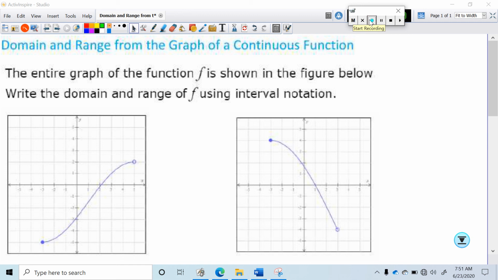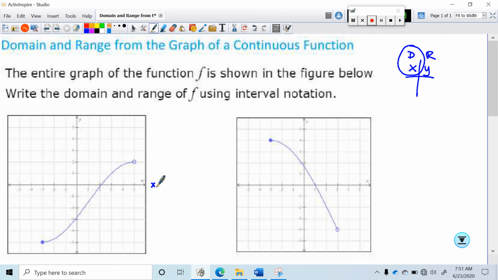The entire graph of the function f is shown in the figures below. Write the domain and range using interval notation. Okay, so domain and range, if you think of an XY table, domain and range, think about going to the doctor. In other words, domain is X, the range is Y.